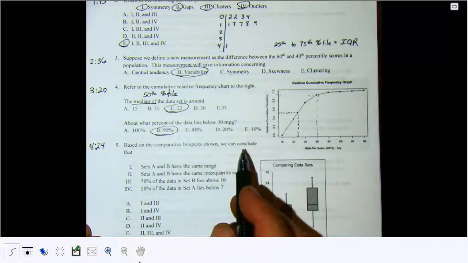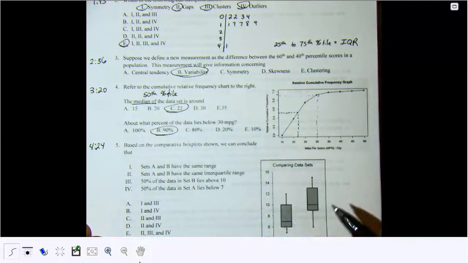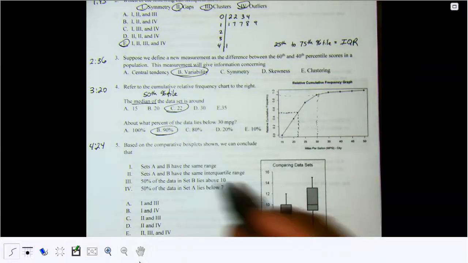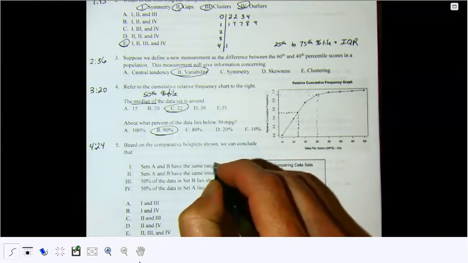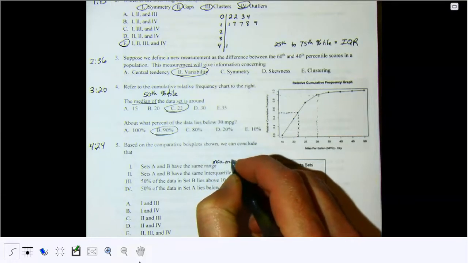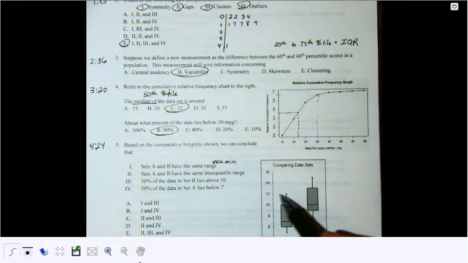Based upon the comparative box plots shown, we can conclude what? So again, this is understanding box plots. We have two box plots, one for set A, one for set B, and we just have to go through and remember characteristics of the box plot. So A and B have the same range. Well, remember, range is your max minus your min. So for A, we are starting at 12 as my max, and it looks like 5 is my min, so that has a range of 7. In B, it starts out, it looks like, at 15 up there and down here at 6. And the difference between 15 and 6 is going to give me a 9. So they have the same range is not true. Okay, so 1 is out.